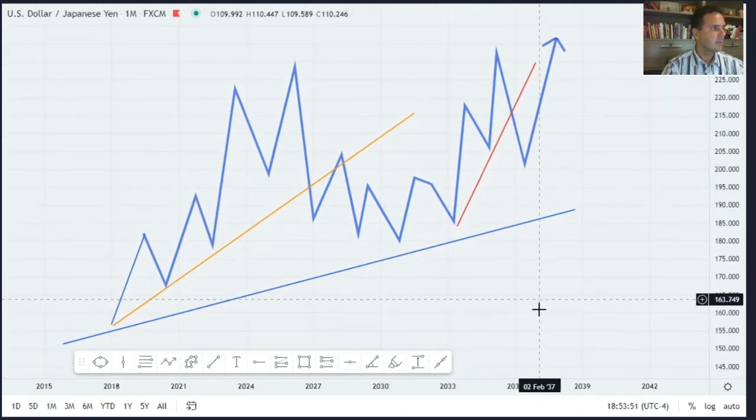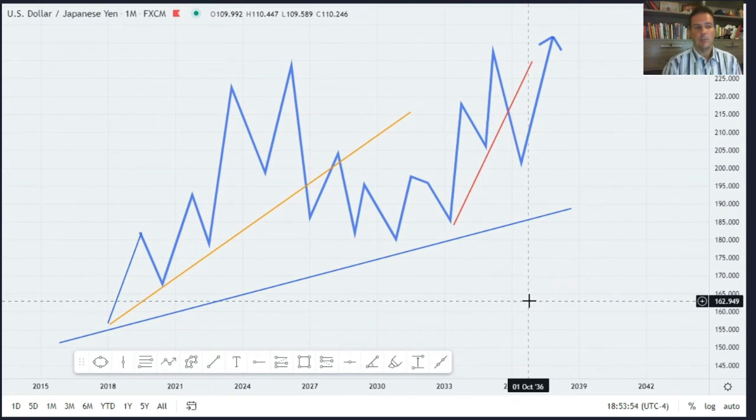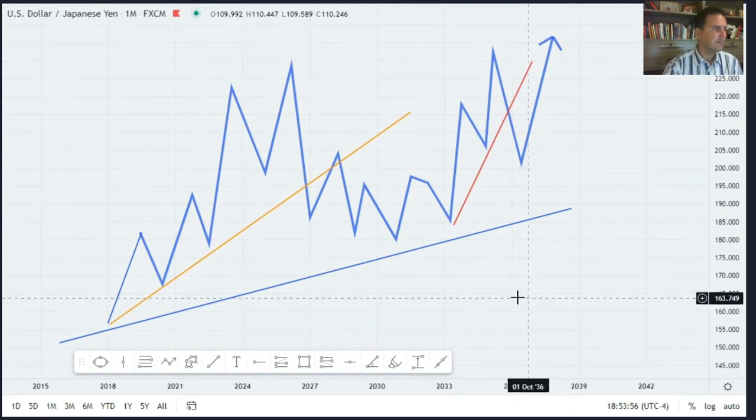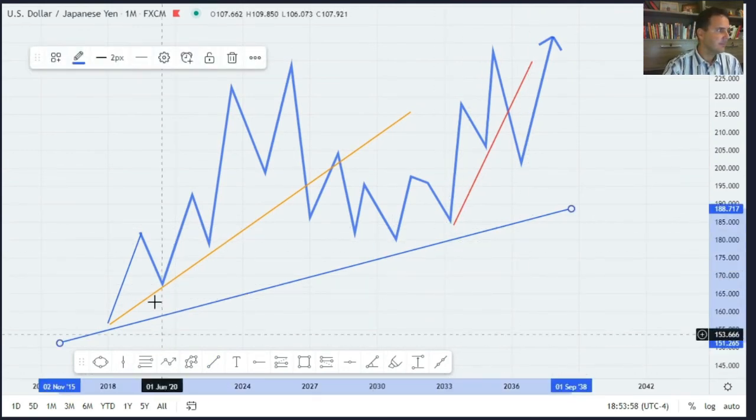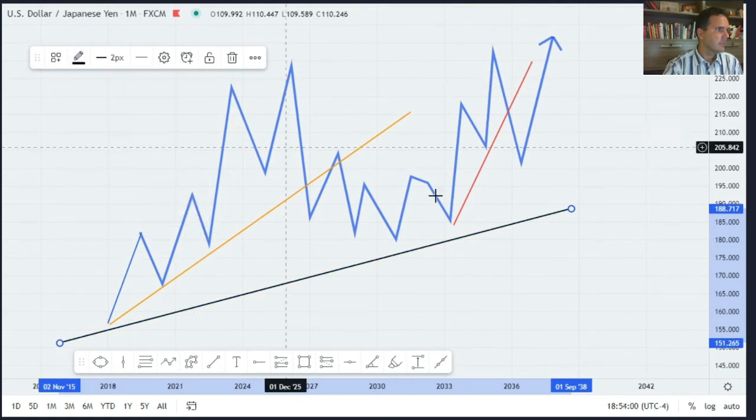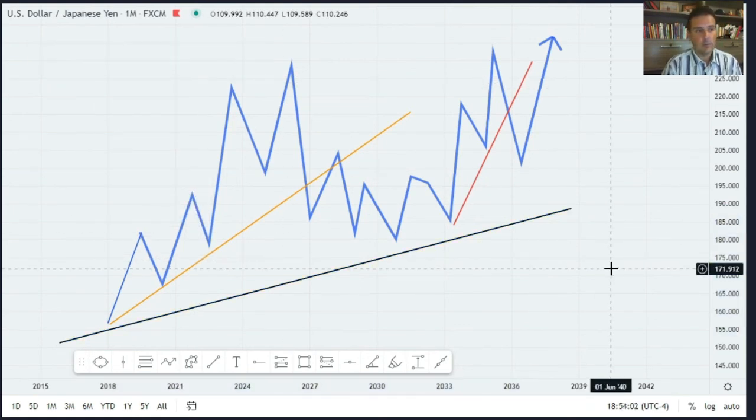Now look at those three trend lines. Which one is stronger? The black one being the long term, or the orange one being the medium term, or the red one being the aggressive? Which one is stronger?